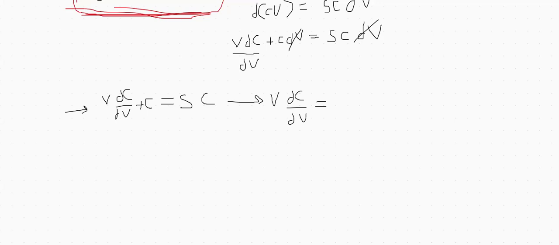Okay, so we're bringing this minus C, or the C over to the SC side, but we can also pull it out. So I'm just going to do that all in one. So that's going to give us S minus 1. Okay.